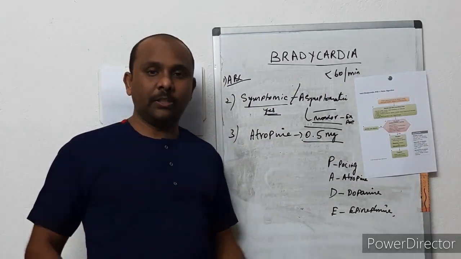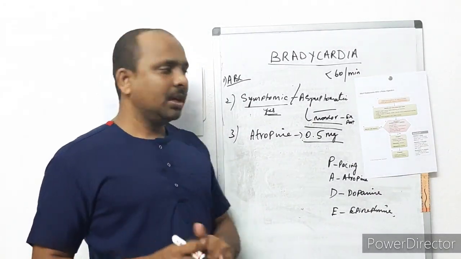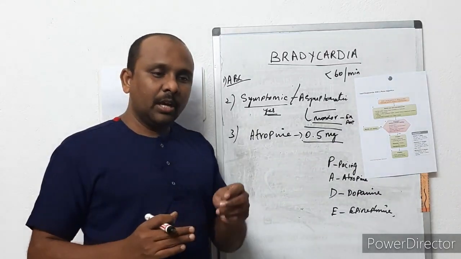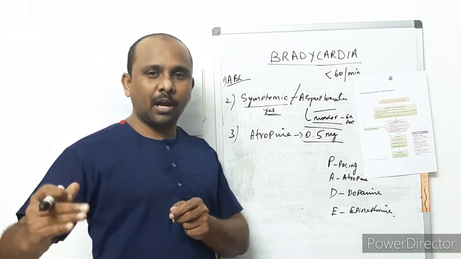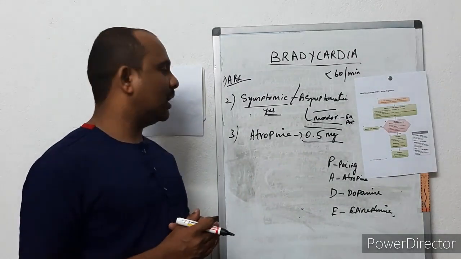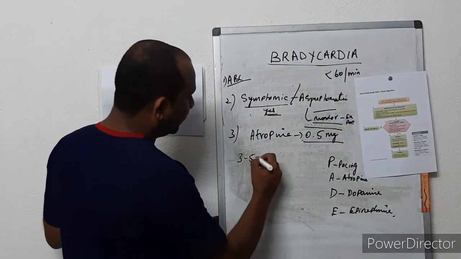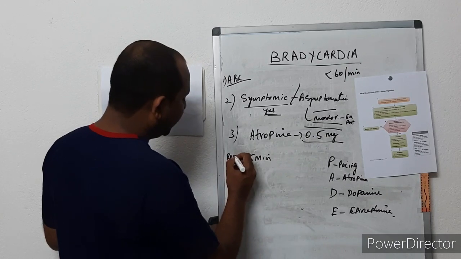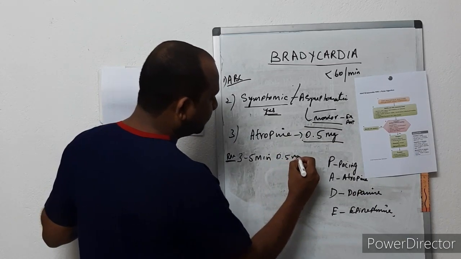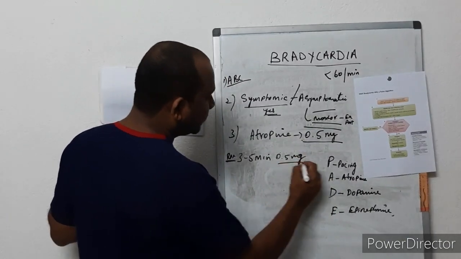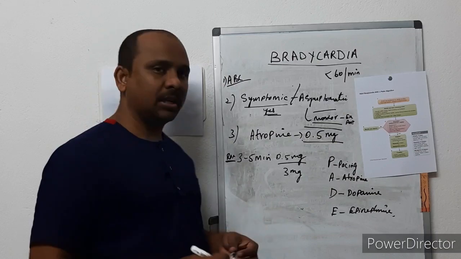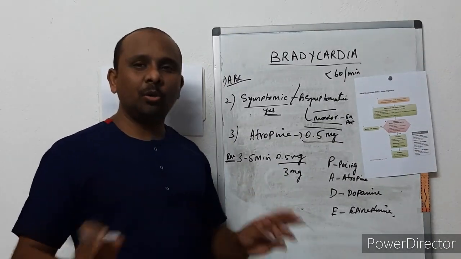If the atropine is not responding, you have given the first dose and the heart rate is not improving, we can repeat the dose. Or the heart rate increases transiently, and after some time you feel the heart rate coming down again. In those scenarios, we can repeat the atropine every 3 to 5 minutes, 0.5 mg each time, up to a maximum of 3 mg. A maximum of 3 mg means 6 doses, but not more than 3 mg.